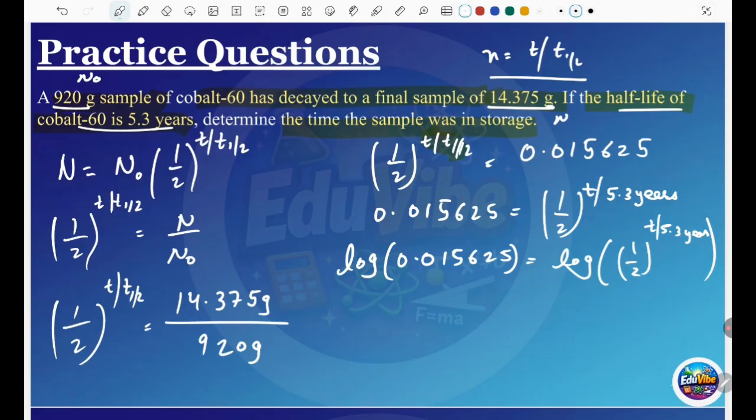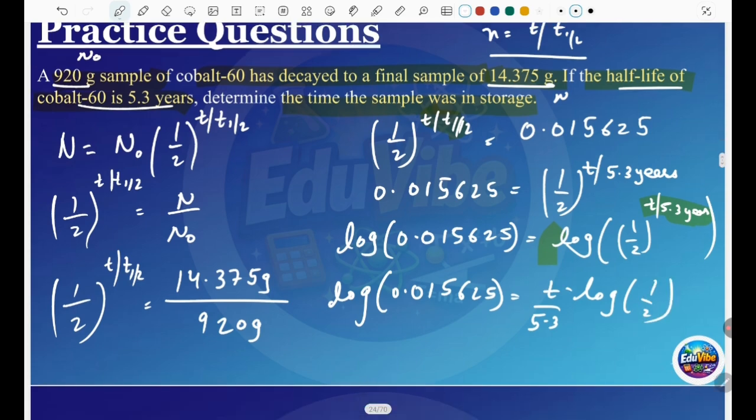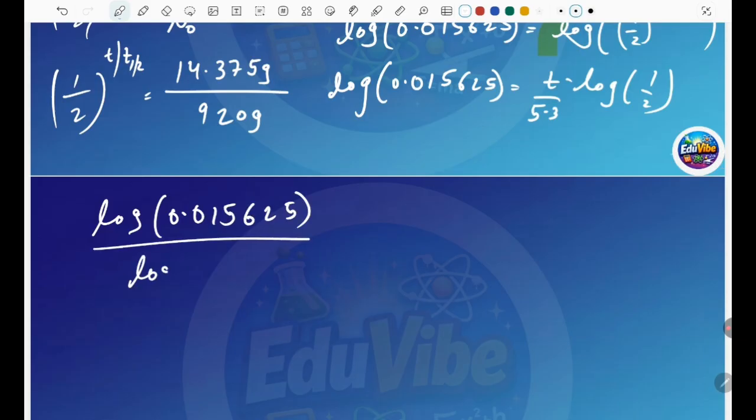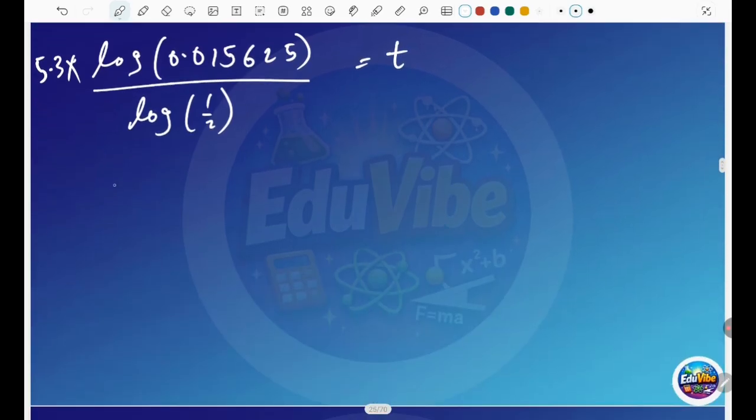Now, if there is anything that is an exponent inside a log function, it goes to the front of that log function. So the log of 0.015625 is equal to T upon 5.3, and you have a log half left, which is multiplying with that. After that, log 0.015625 is divided by the log of the half, and that 5.3 goes over there with the multiplication. So it multiplies with that and is equal to T, which you have to find.